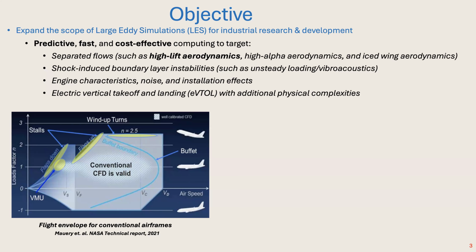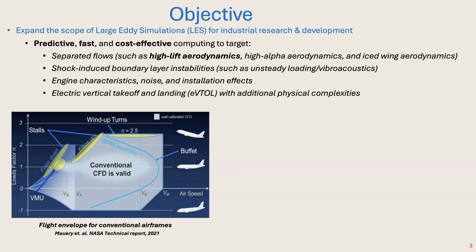How can we democratize this portion of CFD and make it possible to be less costly, robust, fast, and predictive? That's the target. And I give an example of high-lift aerodynamics in a separated flow. We will be talking about high-lift aerodynamics only, but as additional information, this has been validated for high alpha aerodynamics and ice wing aerodynamics.